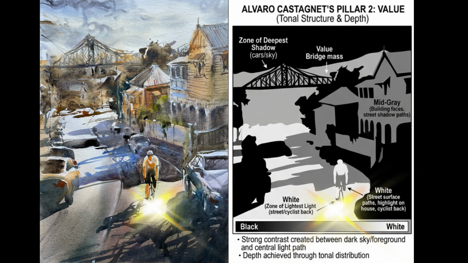Whites. The street surface, the light on the cyclist's back, and the highlights on the house glow as the lightest zones, the sunlit path that guides your eye through the painting. Strong contrast between dark sky and bright street creates the illusion of a radiant Brisbane afternoon.